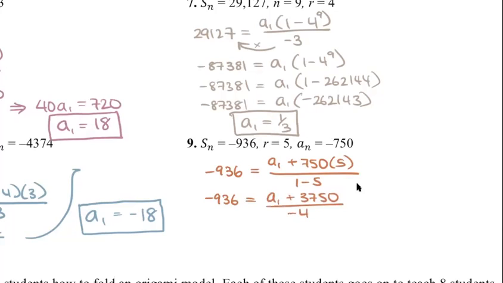And then I times negative 4 on both sides to get 3,744 equals a sub 1 plus 3,750. Perfect. I subtracted and got negative 6. Awesome job. Nicely done, Summer.